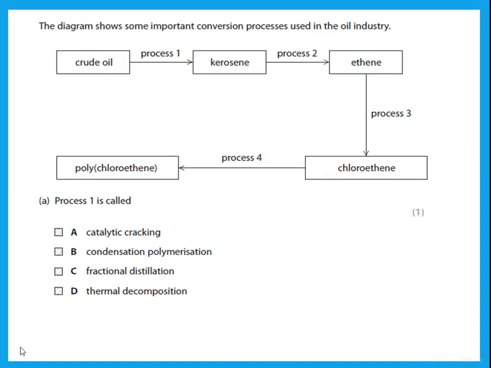The diagram shows some important conversion processes used in the oil industry. Process 1 is called what? So what is process 1? Process 1 is changing crude oil into kerosene. And remember, when I start with crude oil, what is the first thing that I do to it in order to separate it into fractions? I separate it using fractional distillation. Can you see that X? I'm sorry, the X is not very clear. But your answer is C.